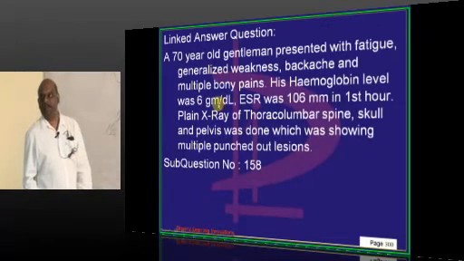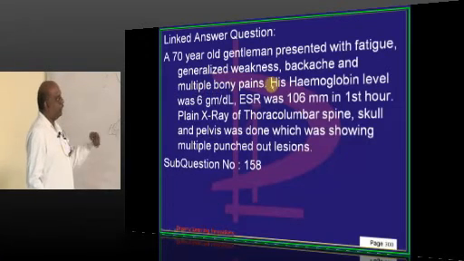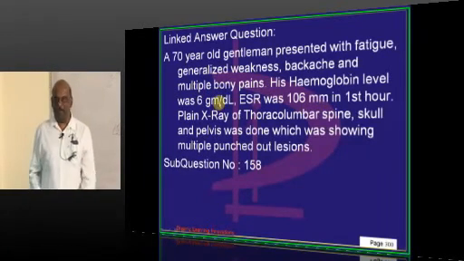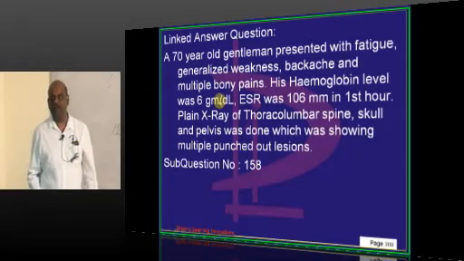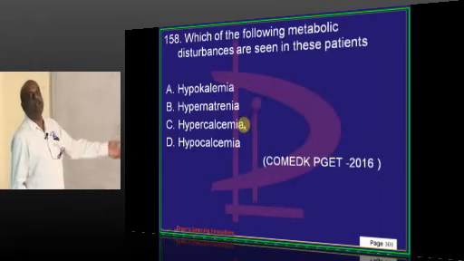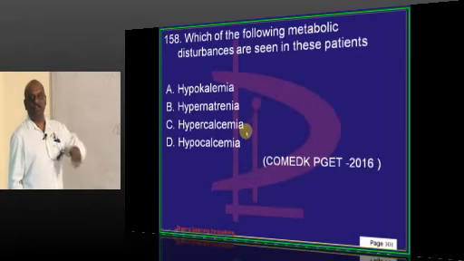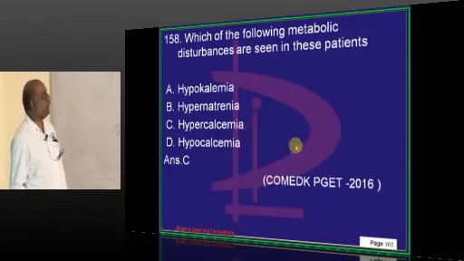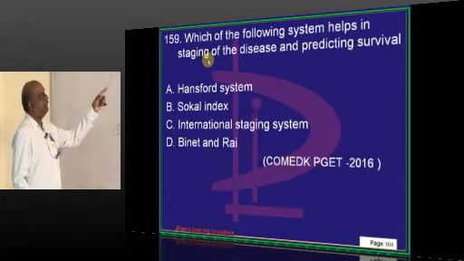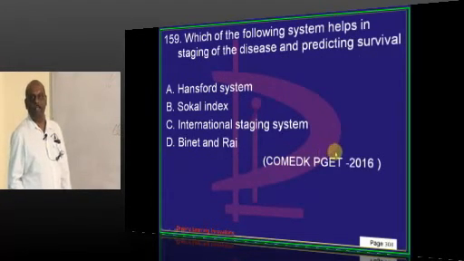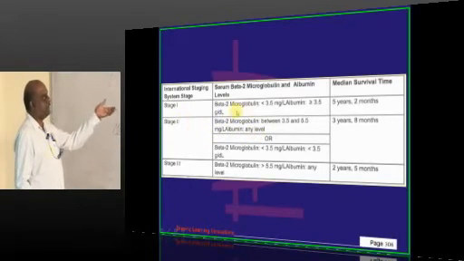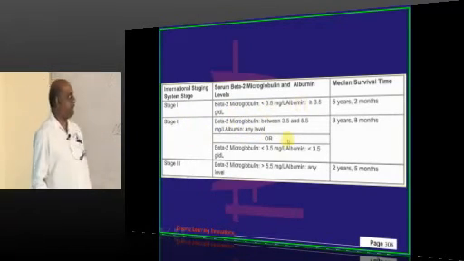70-year-old, general weakness, backache, bone pains, ESR high, anemia is there, already multiple myeloma should come and sit in your frontal lobe. That is the diagnosis. Then what is the metabolic abnormality? Normal alkaline phosphatase with hypercalcemia is what you come across. Then what is the scoring system to predict prognosis? It is called the International Staging System, based on beta 2 microglobulin and albumin levels.